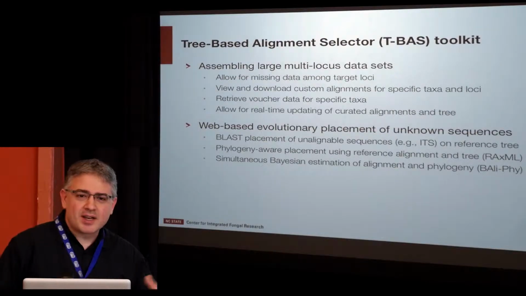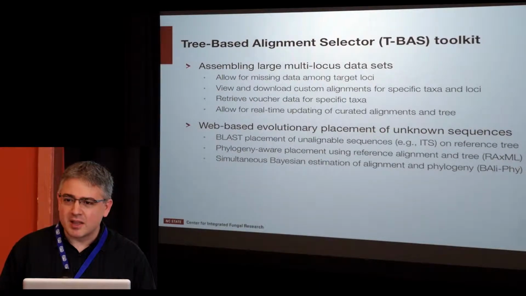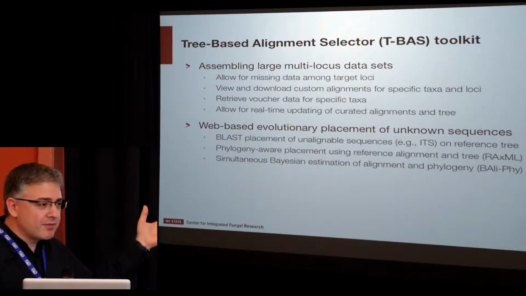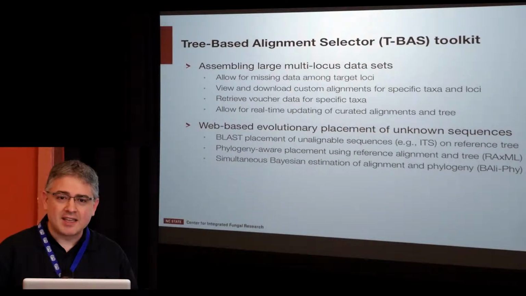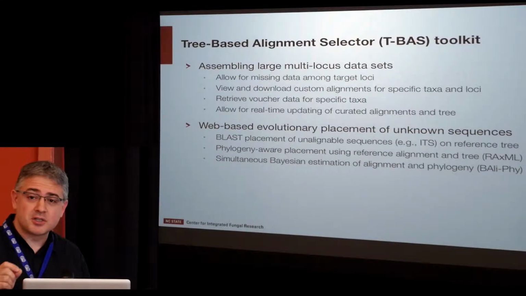But then you'll also find cases where the alignment is ambiguous, no matter what you do. And so you need to have tools that will estimate the alignment or the uncertainty in the alignment and the phylogeny simultaneously. But you can't do this globally across all your alignments. It's just not computationally feasible. So by focusing in on a clade, then we could use tools like BAli-Phy to simultaneously estimate the alignment and the phylogeny and get very accurate placement of the unknowns in that clade. So this is a clade-specific approach to phylogenetic placement.